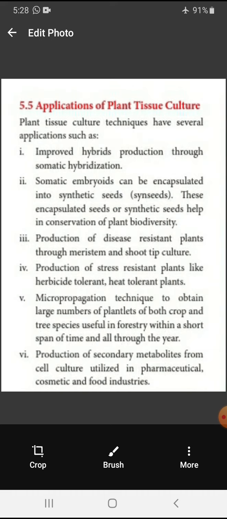Then the sixth point, production of secondary metabolites from cell culture. What is cell culture? Cell suspension culture. Utilized in pharmaceuticals. What is pharmaceutical? Therapeutic products or medicinal properties are known as pharmaceutical. Cosmetic is used for facial care, etc. And food industries. So these are the applications of plant tissue culture.